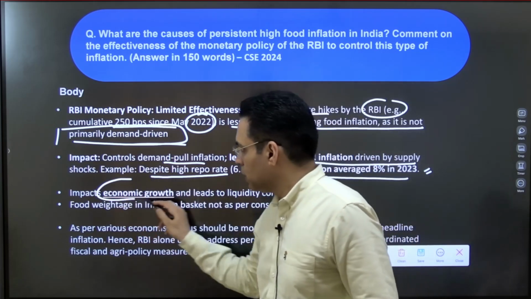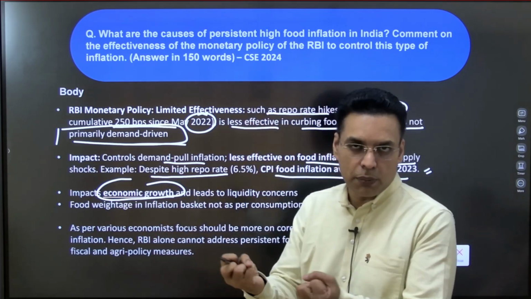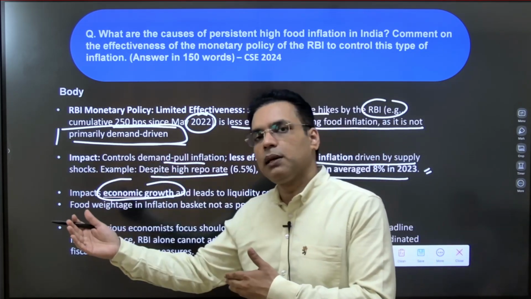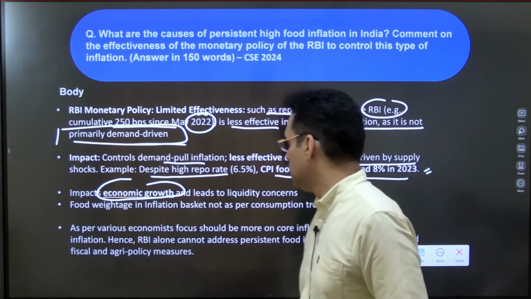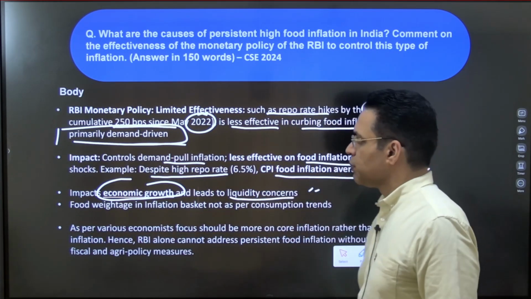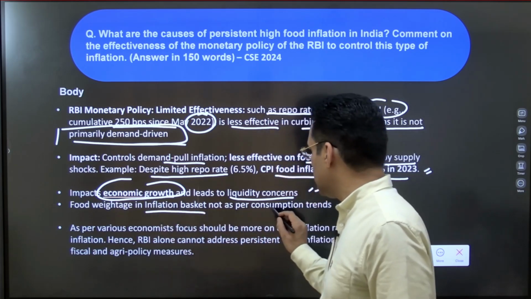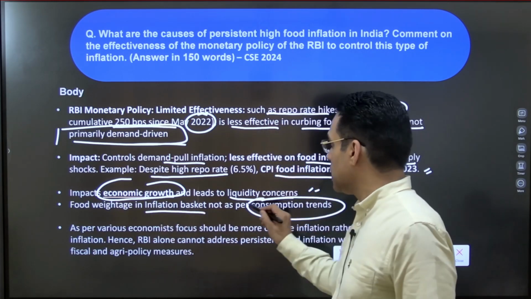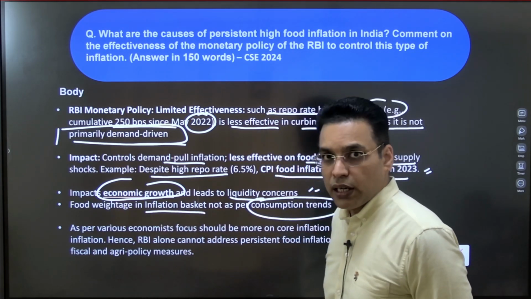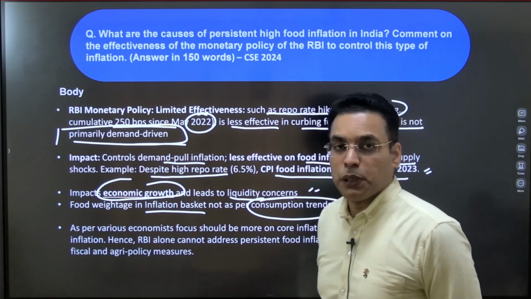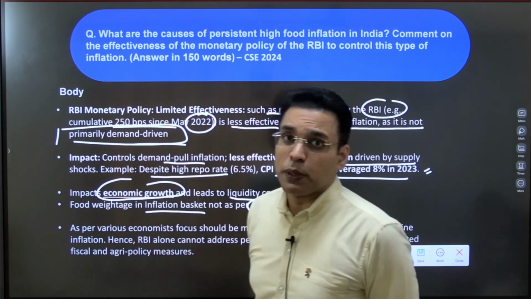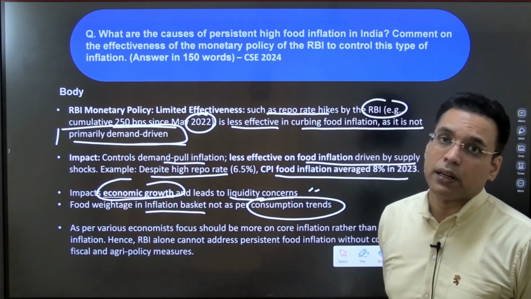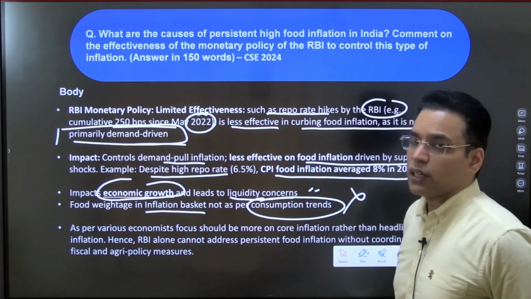It also impacts economic growth because money supply or liquidity नहीं है, money supply कम कर दिया. All other sectors get impacted. The business, the other sector, the loans become costlier. So it leads to liquidity concerns. Then food weightage in the inflation basket is not as per consumption trend. Abhi consumption trend has changed. People are spending more. Income has gone up. But food weightage is based on 2012 consumption pattern. So this data is again less effective.